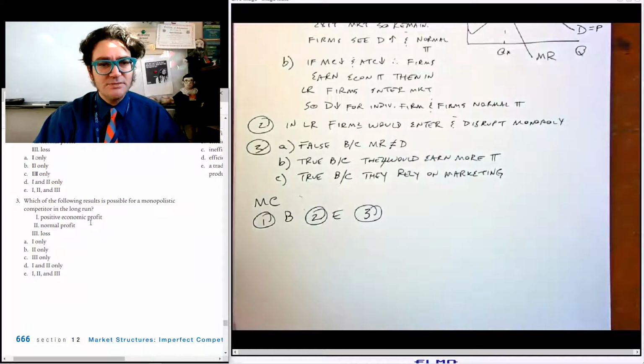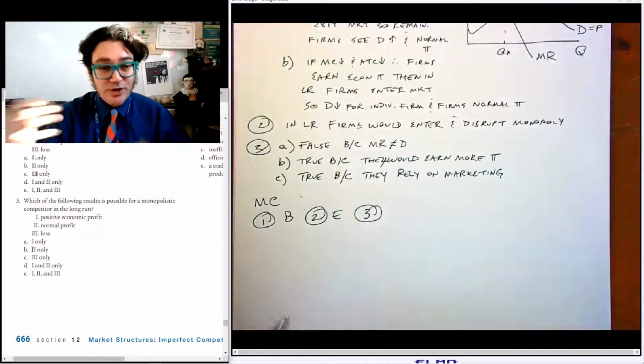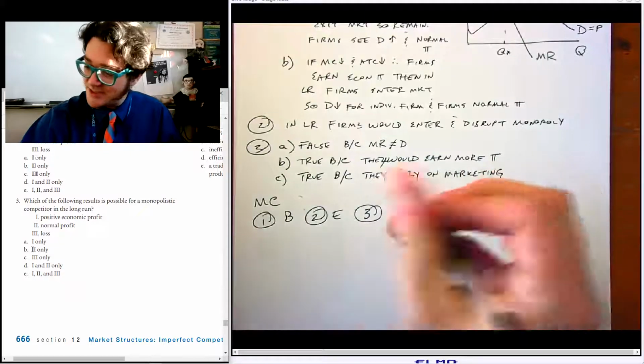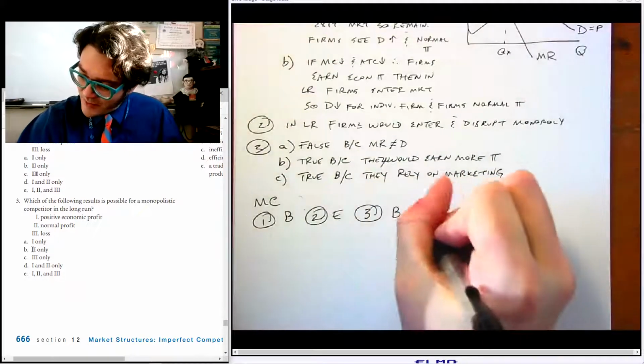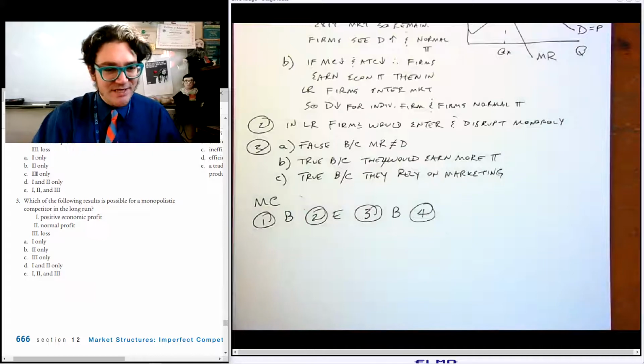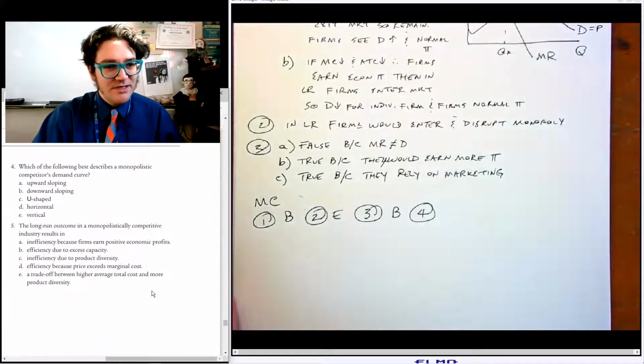Which of the following results is possible? I predicted that question. That was good. So normal. They can only earn normal profit because firms can enter and exit. So B. Boy, if only those true-false questions were like this. These are relatively straightforward. I say that though.